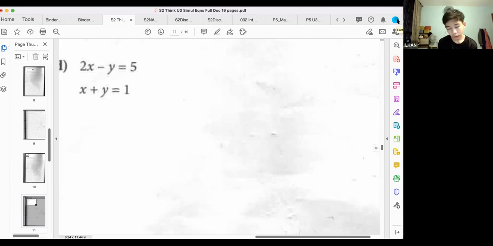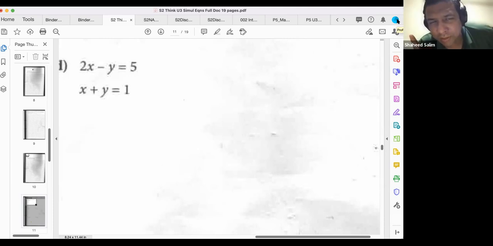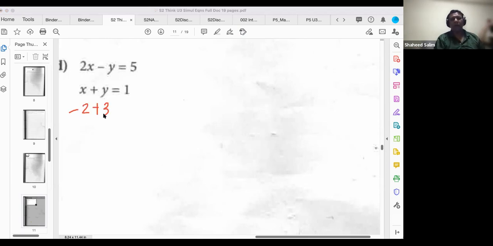X is negative 2 and y is 3. X is negative 2, y is what? 3. Let's try. All possible: 3 minus 2, 1. But let us try again. X is negative 2. 2 times negative 2, negative 4. Y is 3, minus 3 equals negative 7. Cannot. Try again.